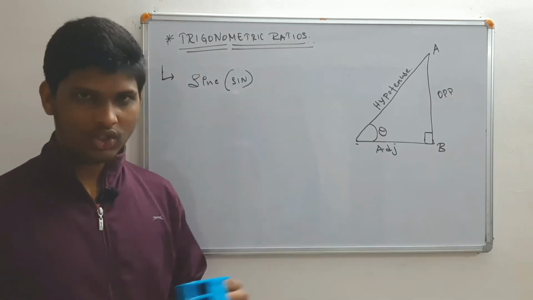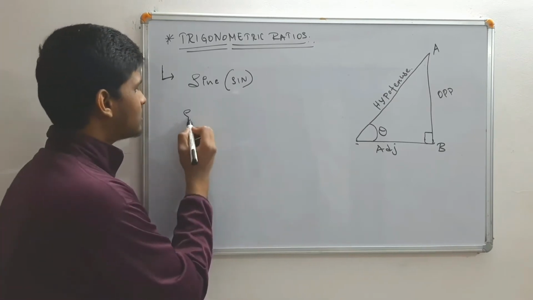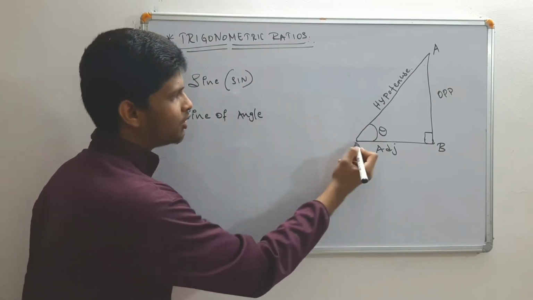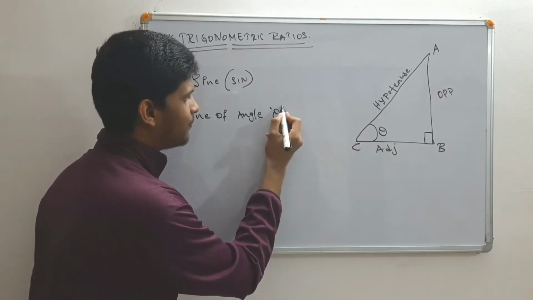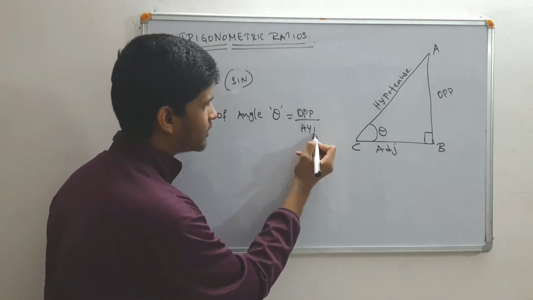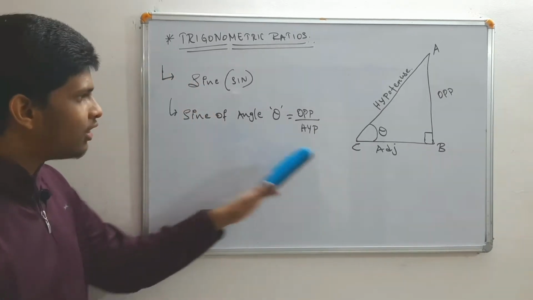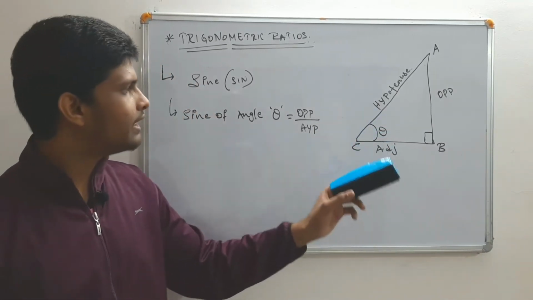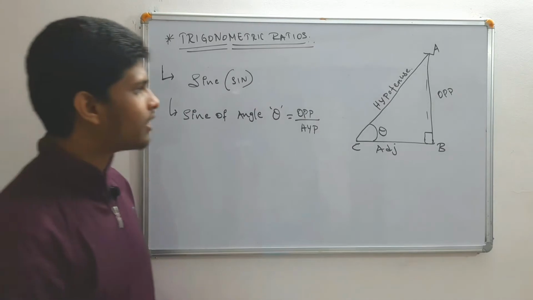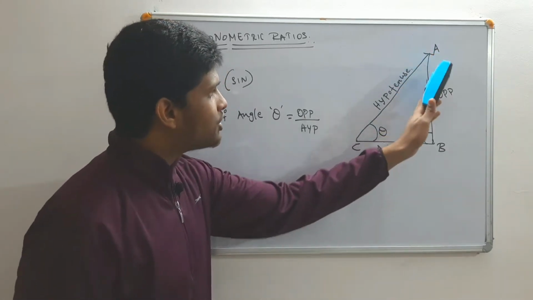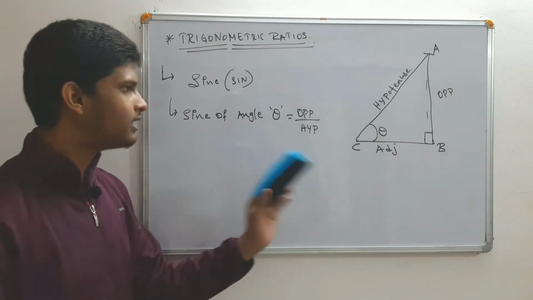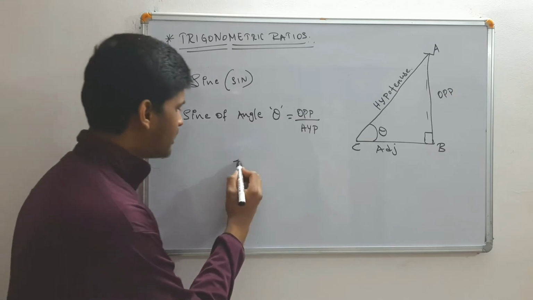The first trigonometric ratio is sine, or sine of angle theta. Here angle theta we consider to be C. Sine theta is equal to opposite side by hypotenuse. That means sine of this angle, whether that is 0 degree, 30 degree, or any other degree, according to this angle theta, the ratio of AB side divided by the hypotenuse, which is AC side, will become the sine of angle theta. And this is normally written as sin theta.